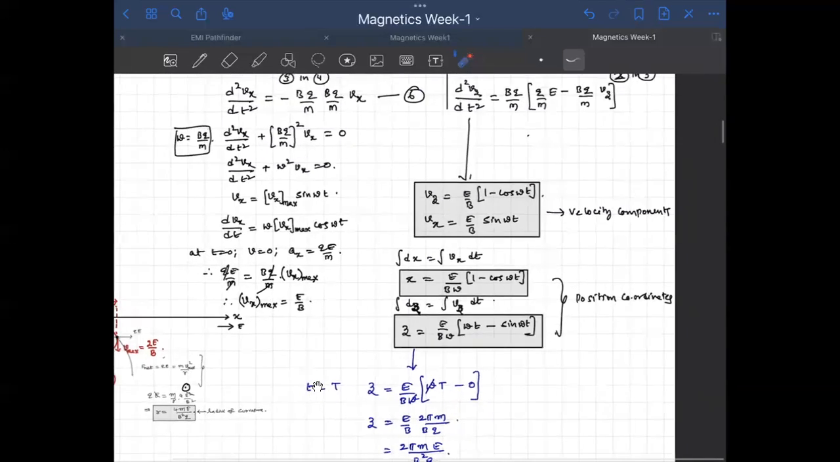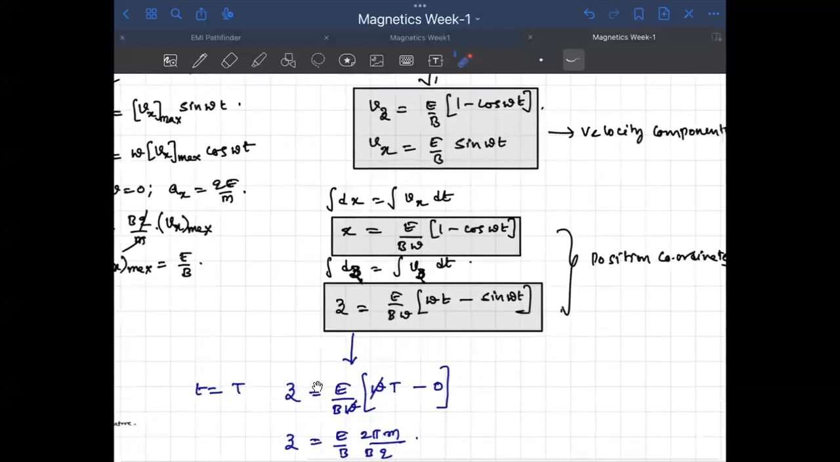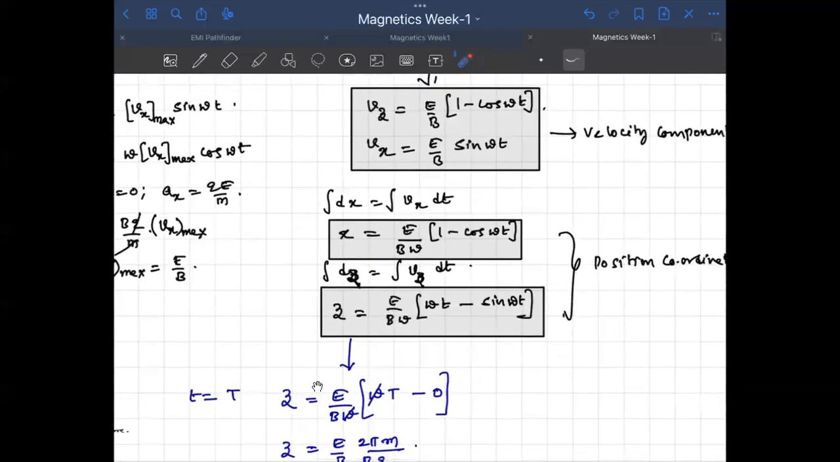So for the entire expression, I require only these 4 equations. Everyone please go through this. The z component velocity is E by B 1 minus cos omega t. X component is E by B sin omega t. X coordinate, Z coordinate. These 4 I want. Now tell me, give me your feedback about those 4. Are we clear on this?